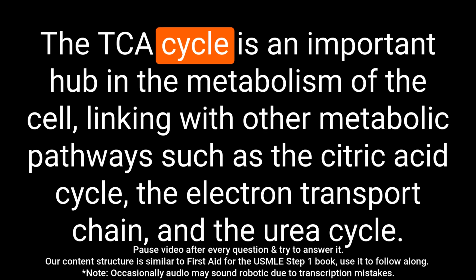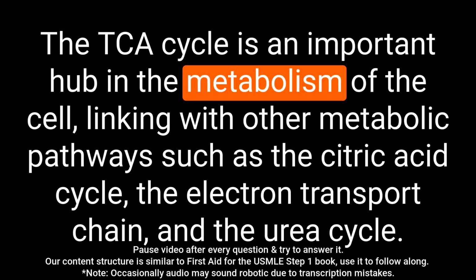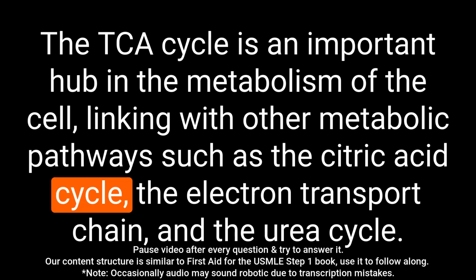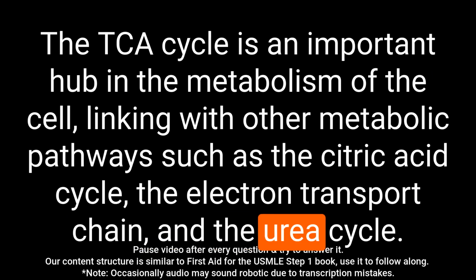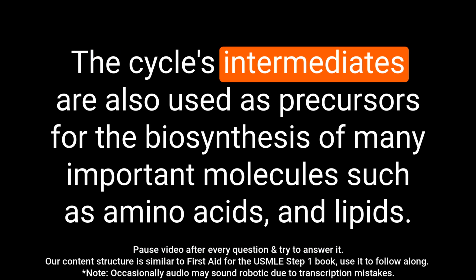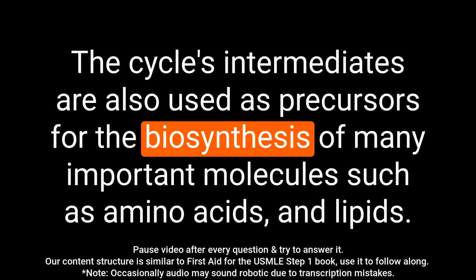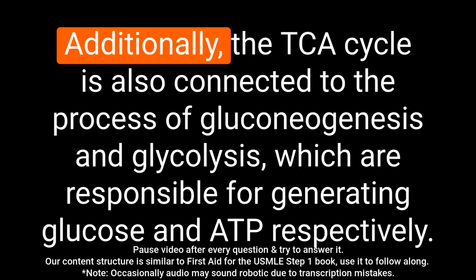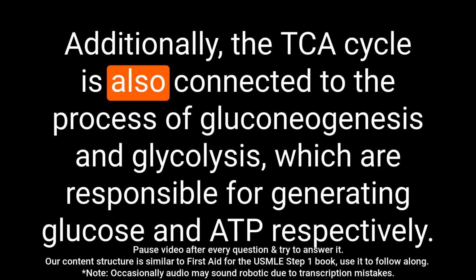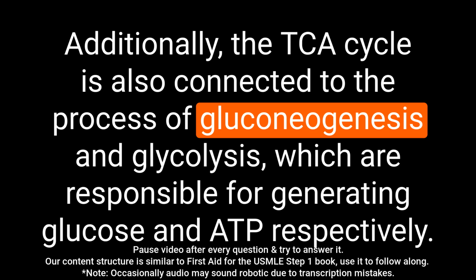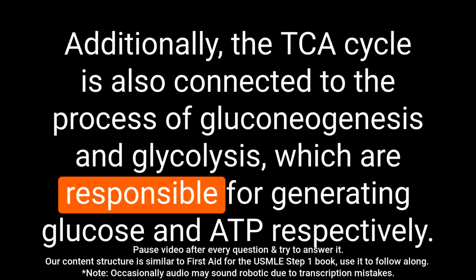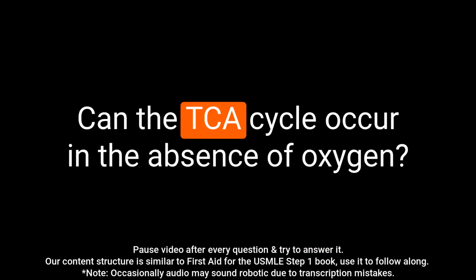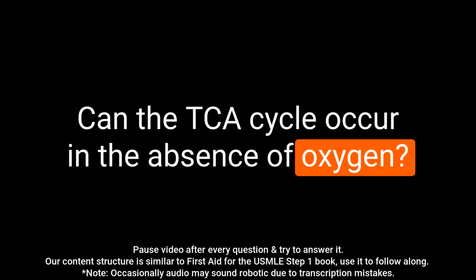Answer: the TCA cycle is an important hub in the metabolism of the cell, linking with other metabolic pathways such as the electron transport chain and the urea cycle. The cycle's intermediates are also used as precursors for the biosynthesis of many important molecules such as amino acids and lipids. Additionally, the TCA cycle is also connected to the process of gluconeogenesis and glycolysis, which are responsible for generating glucose and ATP respectively. Question: can the TCA cycle occur in the absence of oxygen?